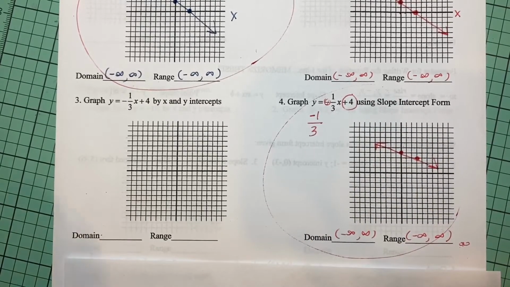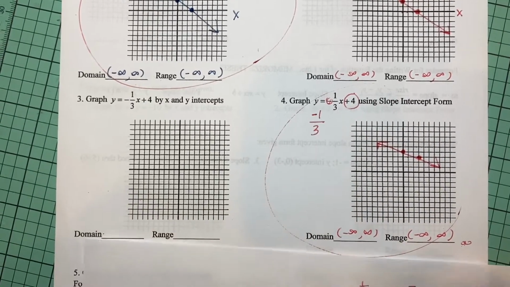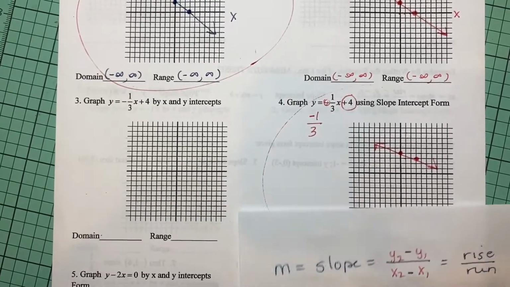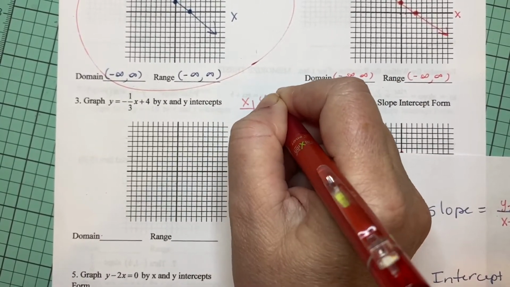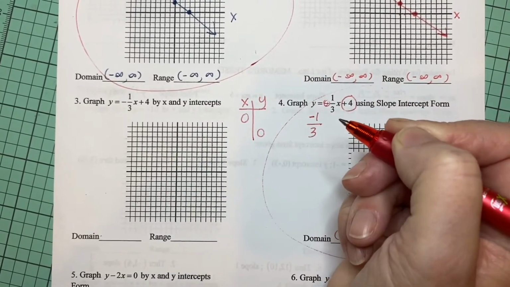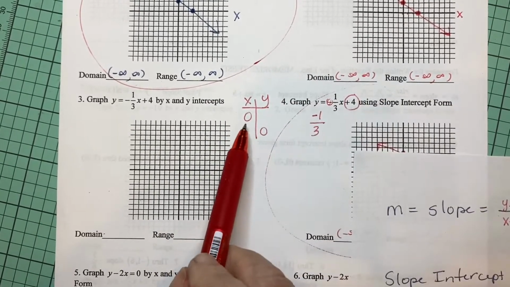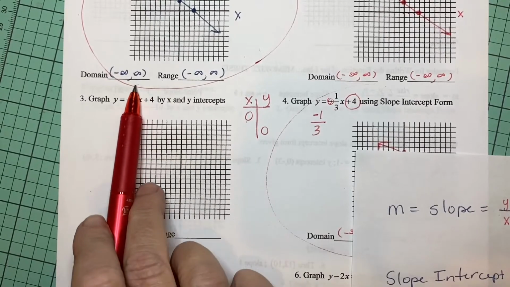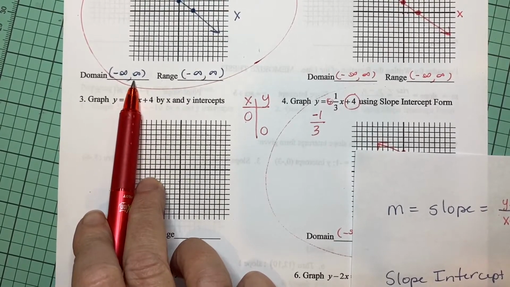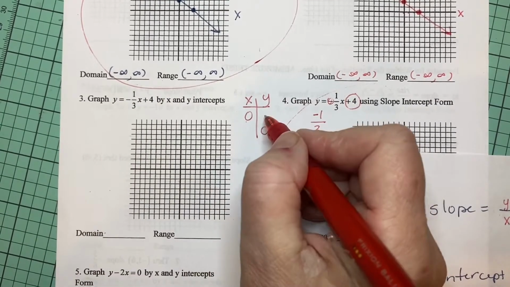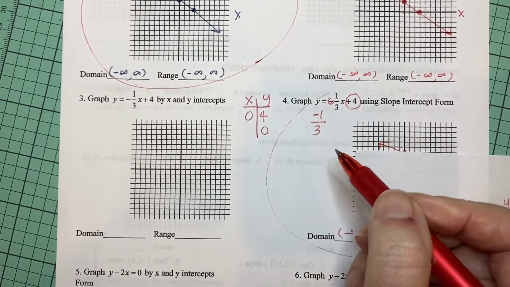But let me just show you that you can graph this one by x and y intercepts also. So let's look at it that way. So for x and y intercepts, I'm going to draw my xy chart in my 0, 0. And so when x is 0, that one's pretty easy. I cover up the x value, and you see I have left just y equals 4. So that one's pretty easy.